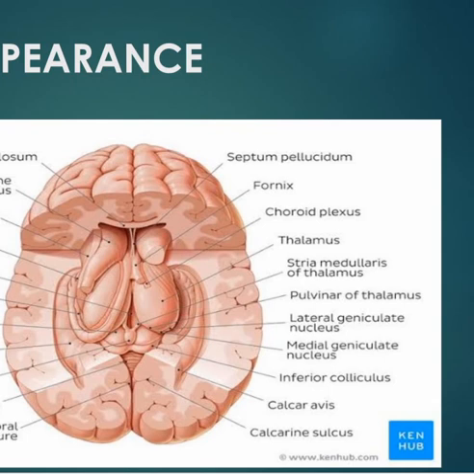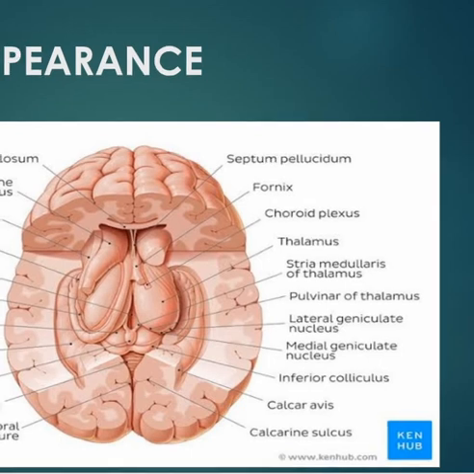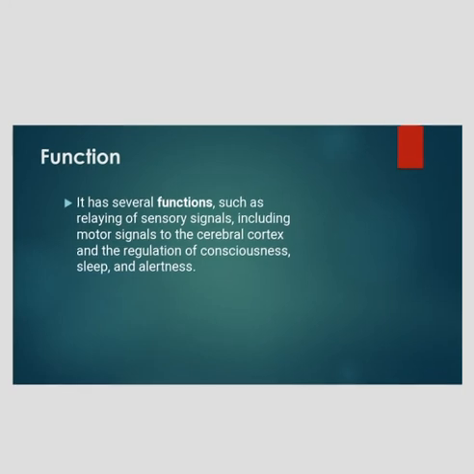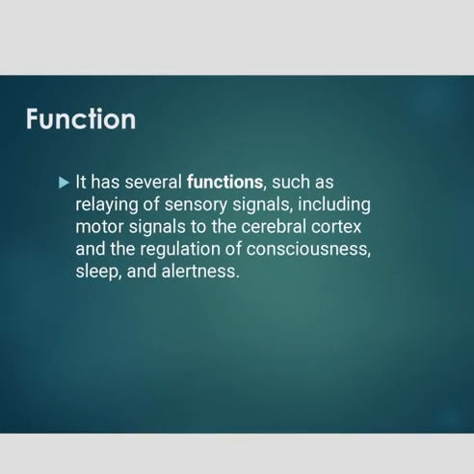That is our thalamus appearance. Now, let's talk about the function. The function of the thalamus is made up of complicated connections of several nerve cells that are centrally placed in the brain and are interconnected.